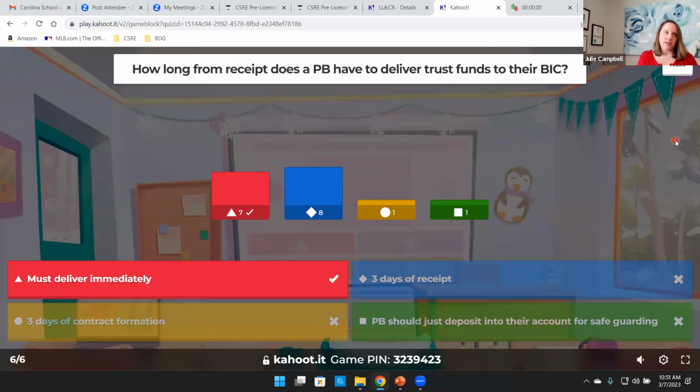And we are never going to hold anybody's money in our own banking account for safeguarding. So we need to deliver it immediately. What questions do I have on this one?